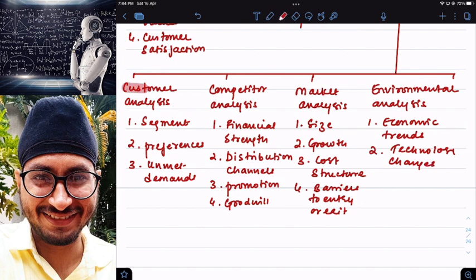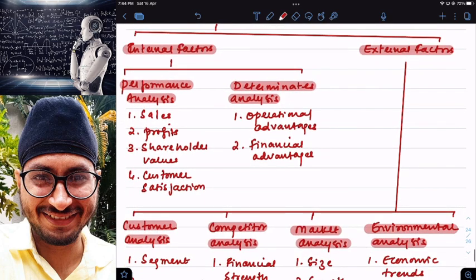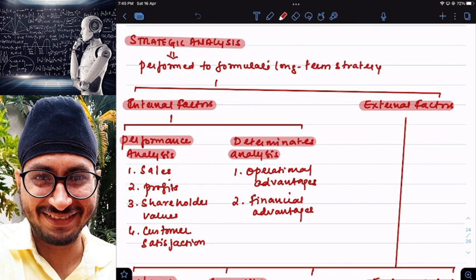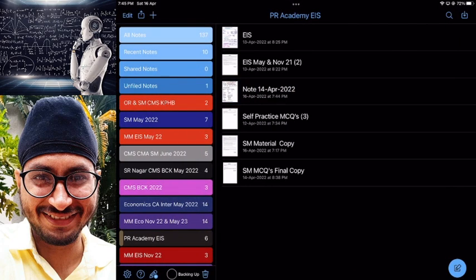So customer analysis, competitor analysis, market analysis, and environmental analysis. These are four examples of what? These are four examples of external factors. Internal factors, external factors. Like this, the initial 2-3 questions are there, right? These 2-3 questions I have created as one simple short answer and given to you here.